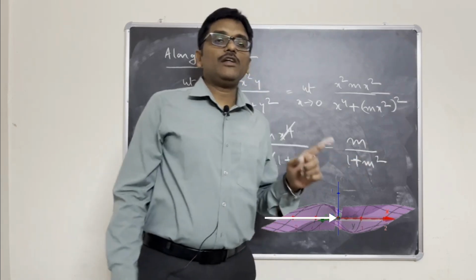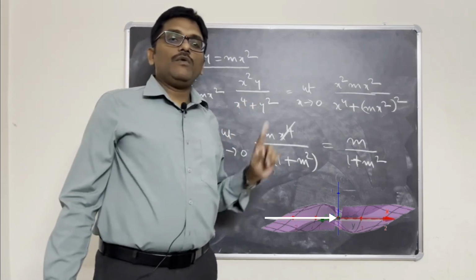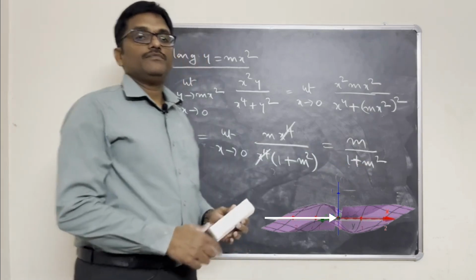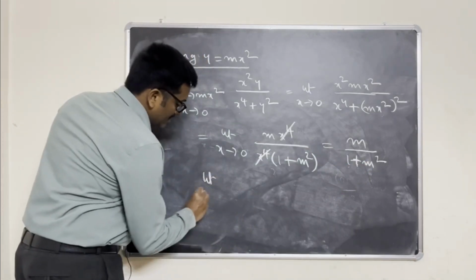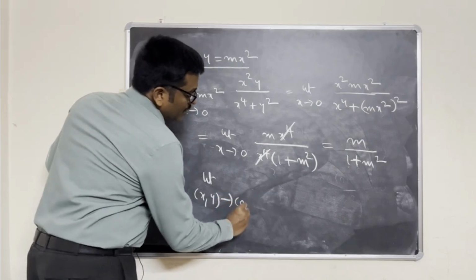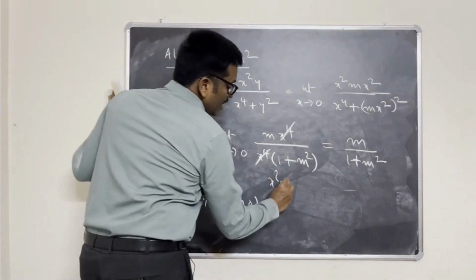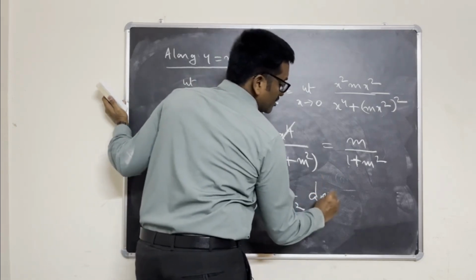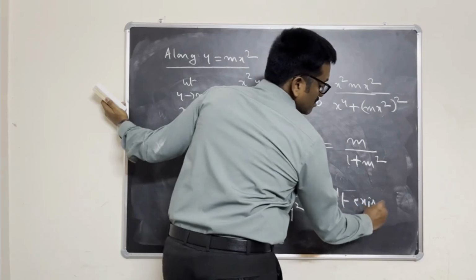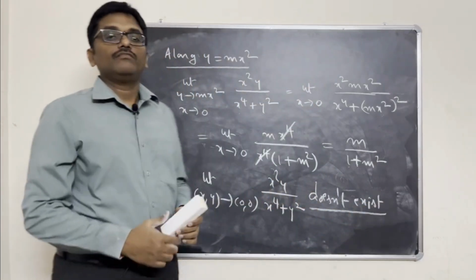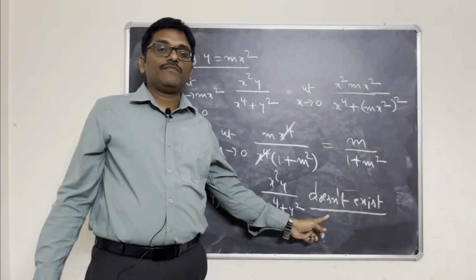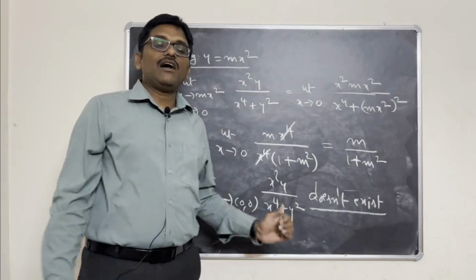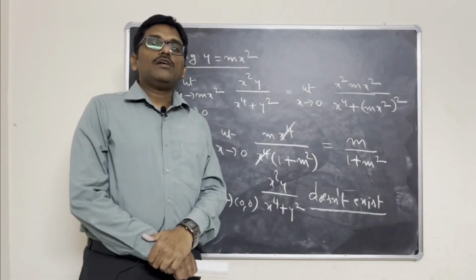Anyhow, we obtain the limit along path 1, path 2 and y equal to mx as 0. And here the limit we got a different value, which means that limit (x, y) tends to (0, 0) for this function x square y by x power 4 plus y square does not exist. Limit does not exist, then function is said to be discontinuous and it is called discontinuity of second kind or jump discontinuity.